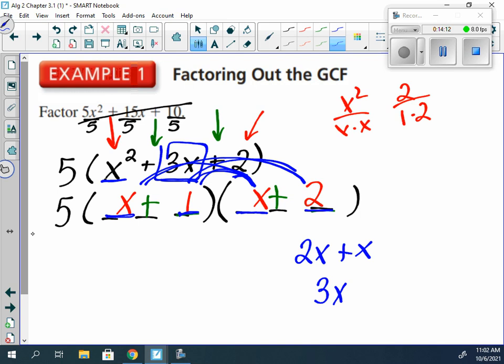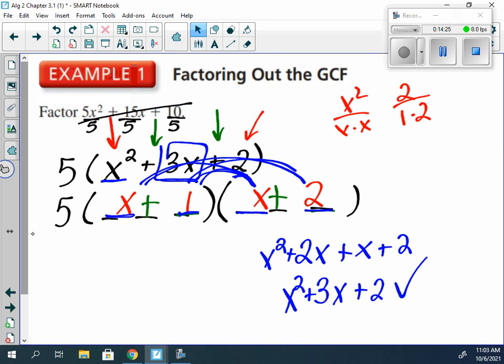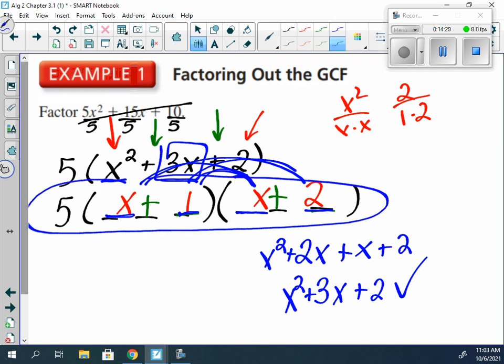Now, we could have done it all the way through. x times x would be x squared. 1 times 2 is 2. Okay, that does give me the polynomial I had before I factored. So our answer is that there. That's all we're doing, because we're just factoring this back into 2 sets of parentheses. Now, we will need the greatest common factor included in the answer because that is part of the polynomial.